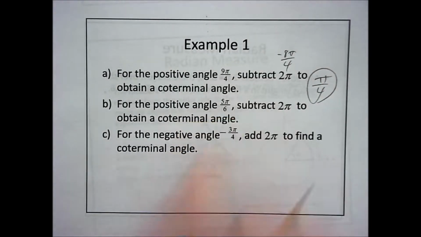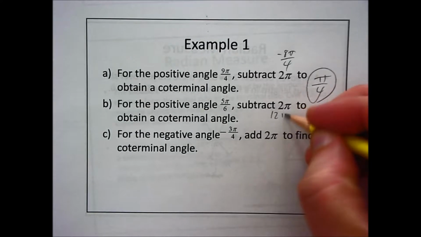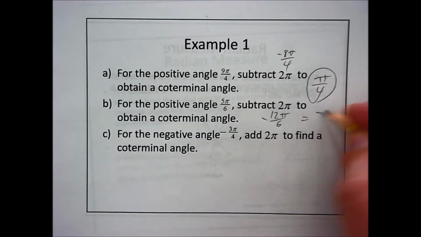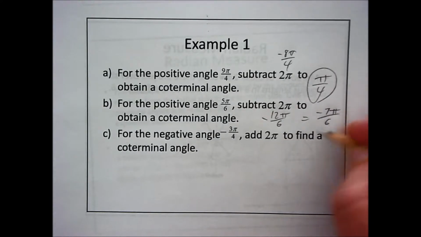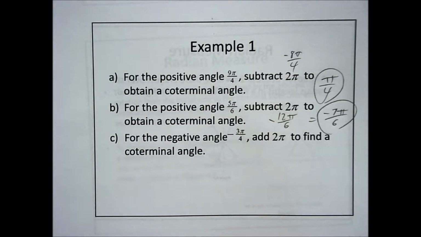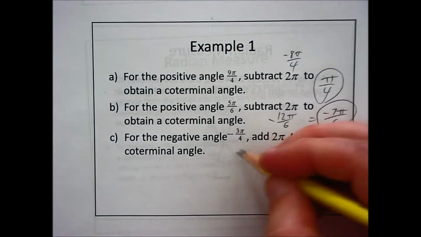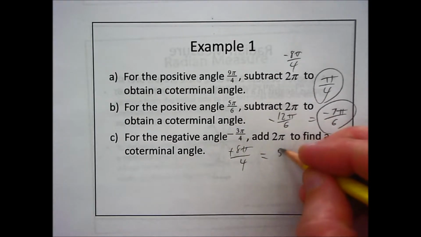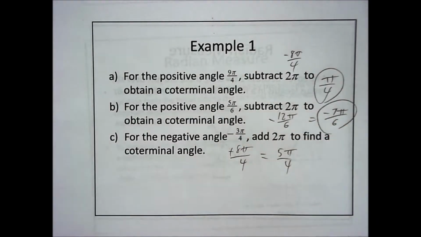If I'm doing 5 pi over 6 as a positive, and I want a coterminal to that, I can actually add or subtract. But if I subtract 2 pi here, it's going to be 12 pi over 6. So when I subtract 5 pi over 6 minus 12 pi over 6, that's going to give you negative 7 pi over 6. And if I want the negative angle for this one, I'm going to take starting with the negative angle, if I want to get a positive angle, I'm going to add 2 pi. And since it's over 4, we're going to add 8 pi over 4, giving you a total of 5 pi over 4. Okay? Should be reviewed.